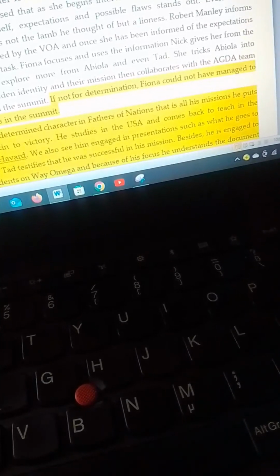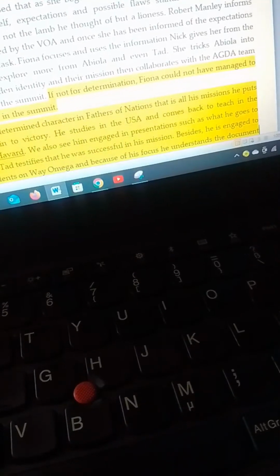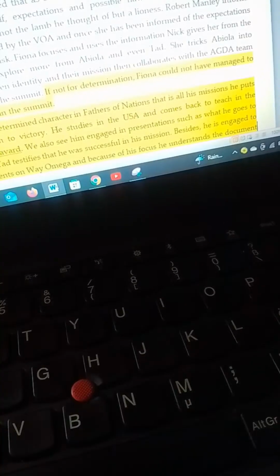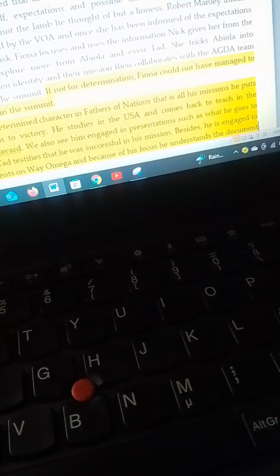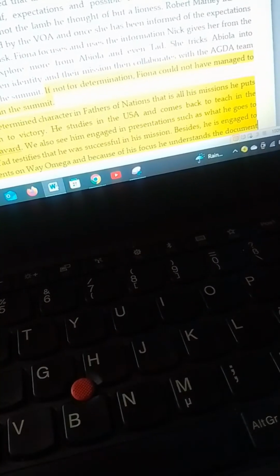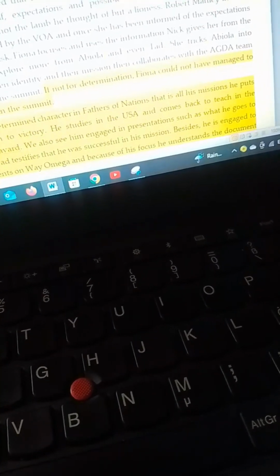Robert Manley informs her that she is required by the VOA, and once she has been informed of the expectations, she is quickly put to task. Fiona focuses and uses the information Nick gives her from the silent listener to explore more from Abiola and Tad.